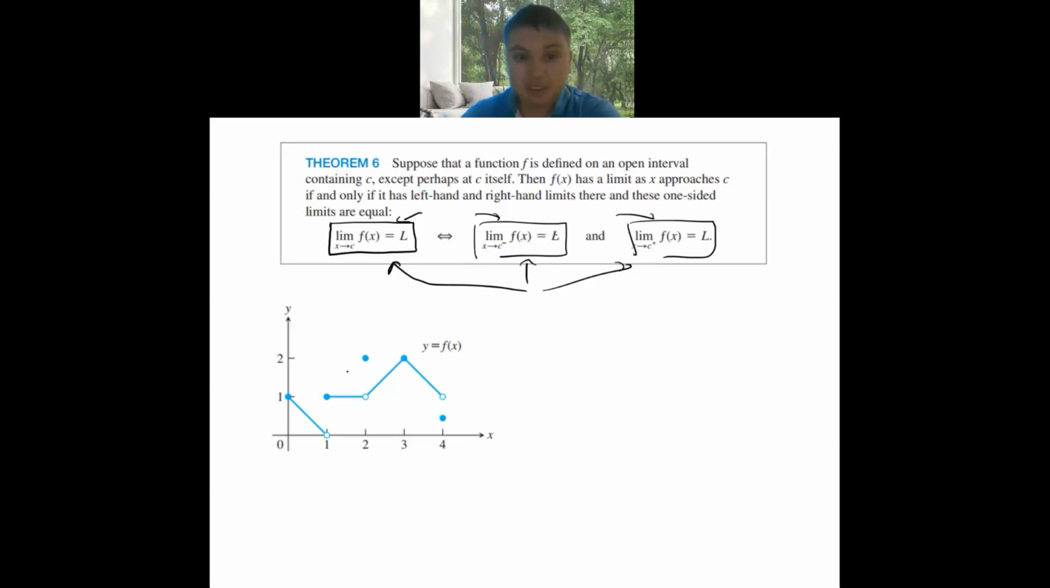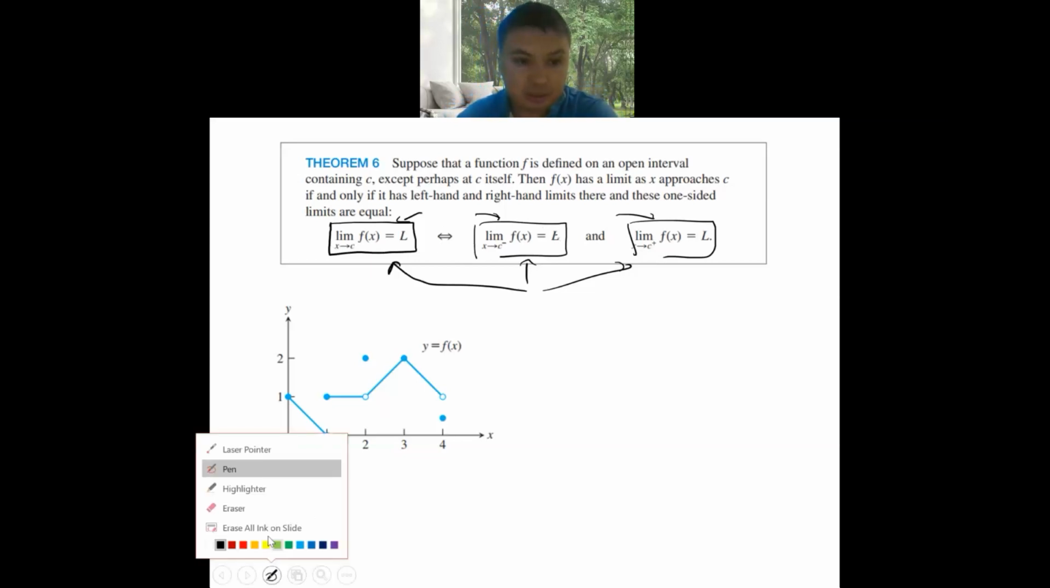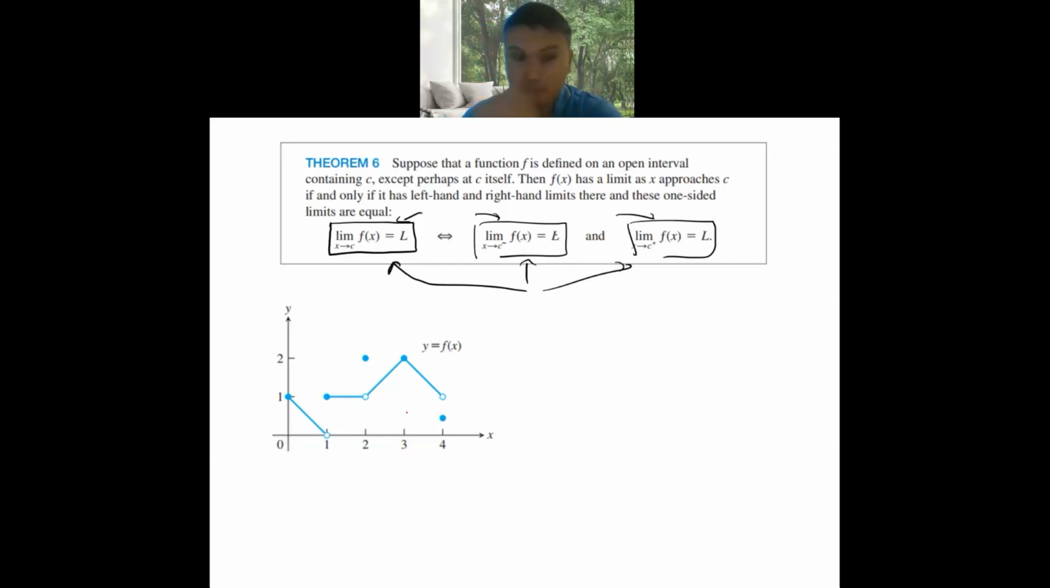Okay, so let's look at this picture and see what we can say. You see, the function is defined only from 0 to 4, so I cannot go beyond 4 or beyond 0. For example, I can ask the following question: what happens to the limit as x goes to 0? Let's start from the left. I cannot approach from the left because it's not defined.